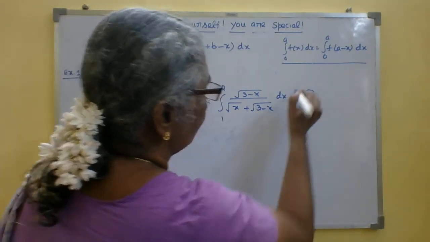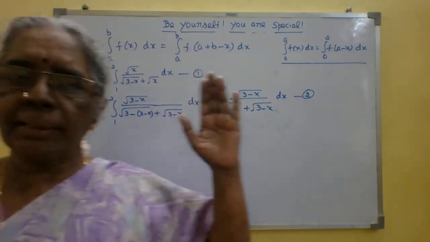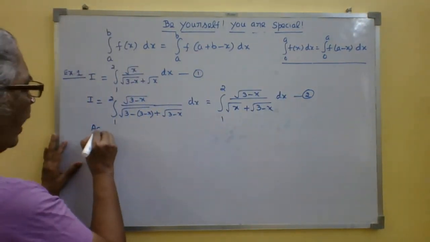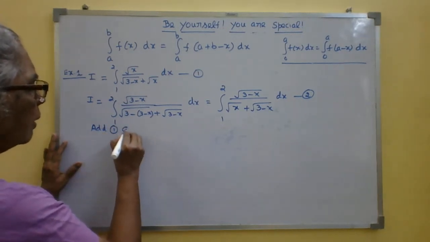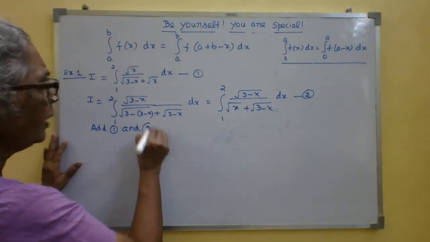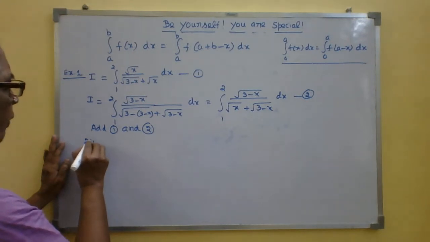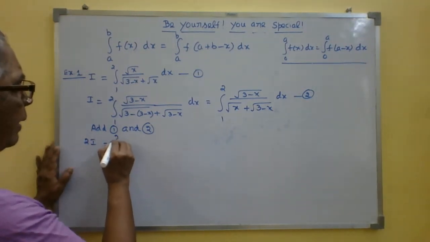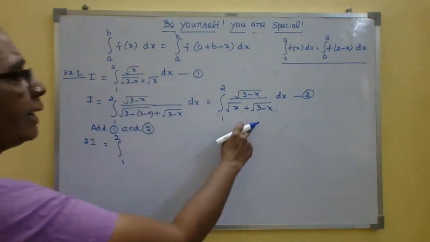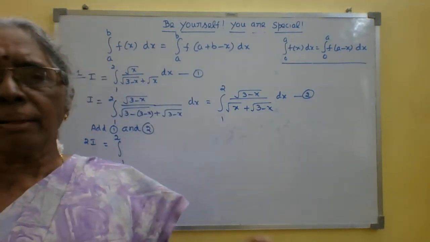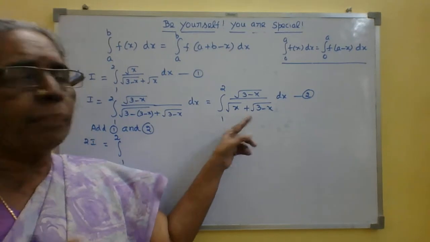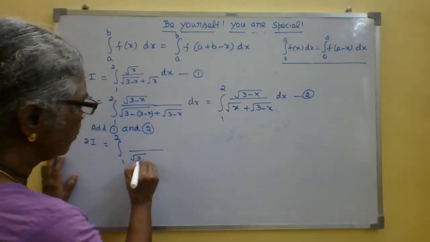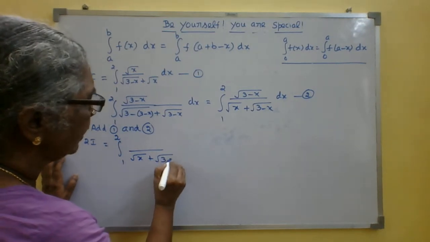Call this as 2. So, you remember what we did in those sums? We will add 1 and 2. Do the same thing here. You add 1 and 2. So, the left hand side, I plus I, you will get 2i. Okay. Then, let us come to the right hand side. The limit is 1 to 2. See the denominator? The same denominator. Only the terms are interchanged, but there is a plus in between. So, no problem. So, let us write the denominator first. Root x plus root 3 minus x.